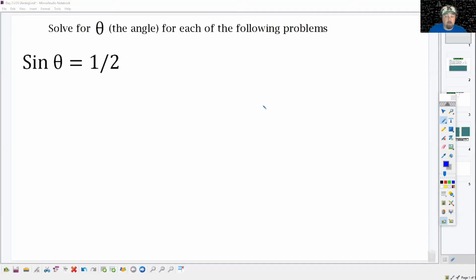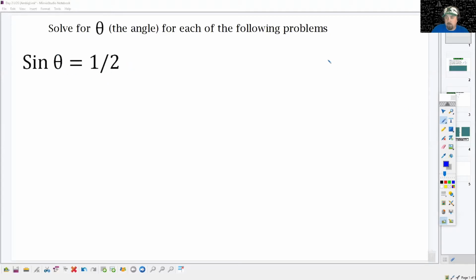Today we are going to continue talking about the law of sines, but we're going to talk about a special case of the law of sines called the ambiguous case. So to lead into this, we're going to talk about this problem first. I want to solve for theta. I want to figure out the angle that gives me 1/2.